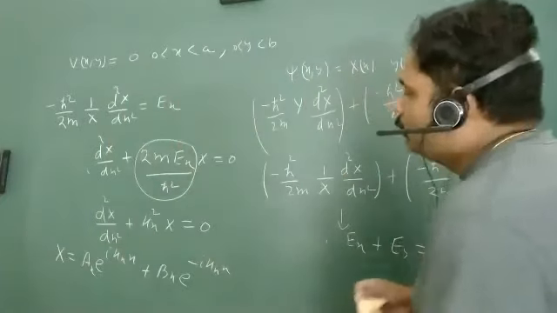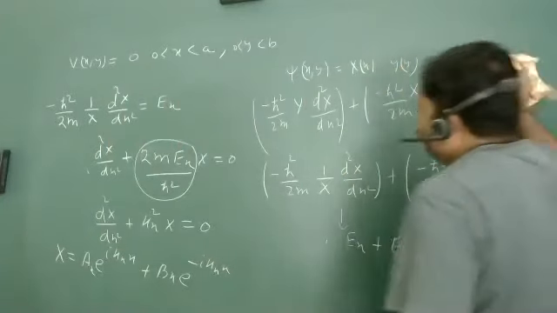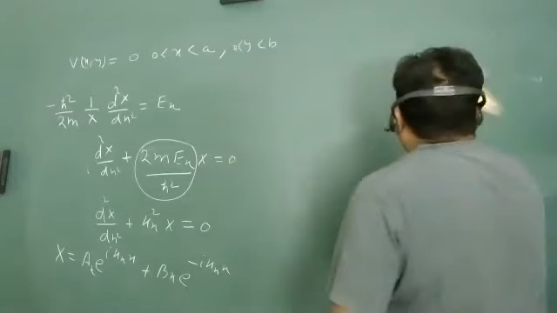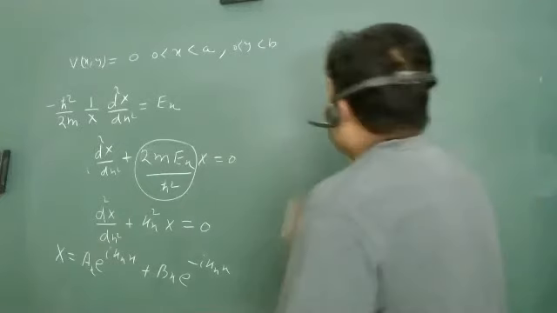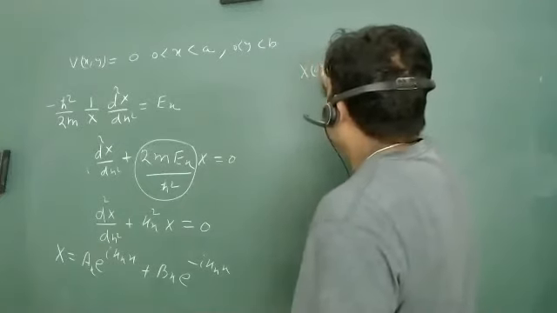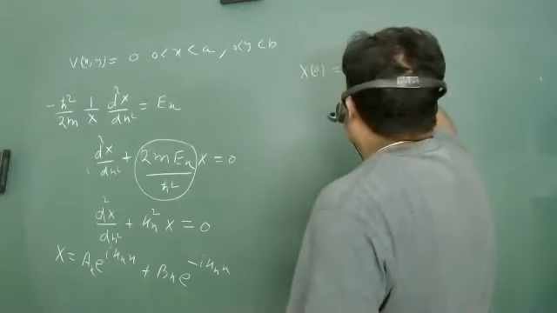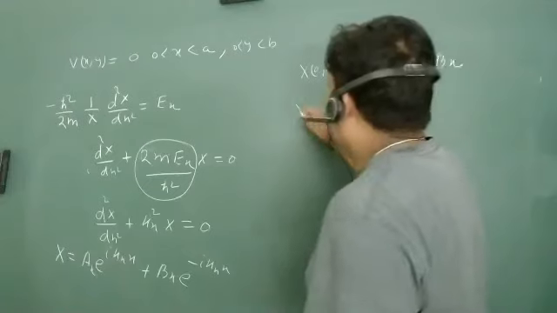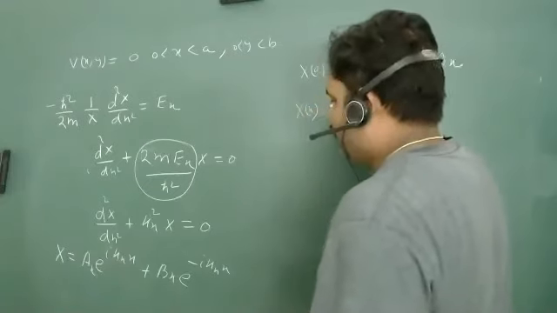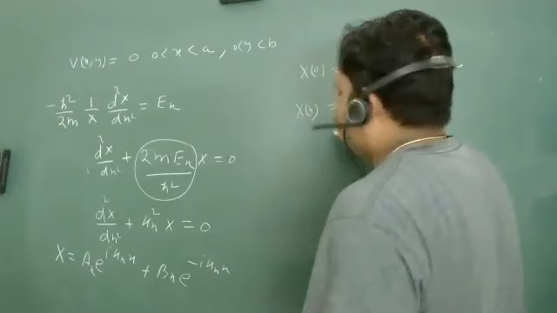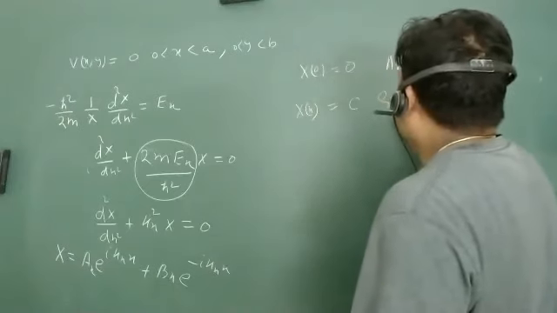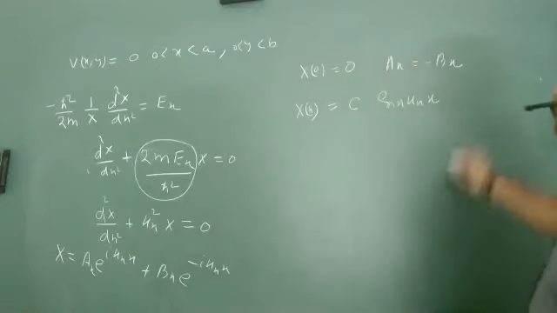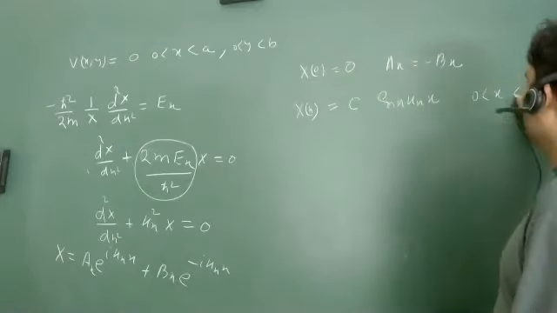Now you have to use the boundary condition, and we have to use the boundary condition independently for x and independently for y. So what will happen? ψx at 0 is equal to 0. So here you can write Ax is equal to minus Bx. So what will be ψx? ψx is equal to, let's say, some c sine kx x. And this is between 0 and a.